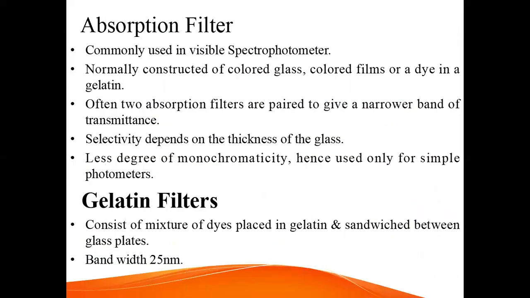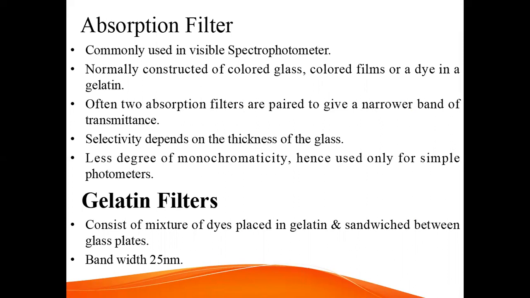Absorption filter, commonly used in visible spectrophotometer, normally constructed of colored glass, colored films, or a dye in a gelatin. Often two absorption filters are paired to give a narrower band of transmittance. Selectivity depends on the thickness of the glass, less degree of monochromaticity, hence used only for simple photometers.